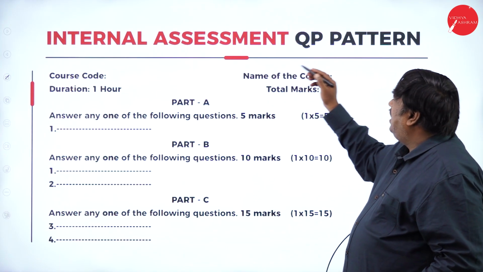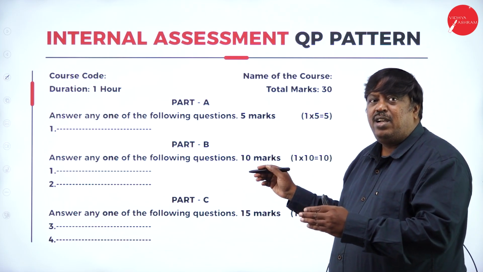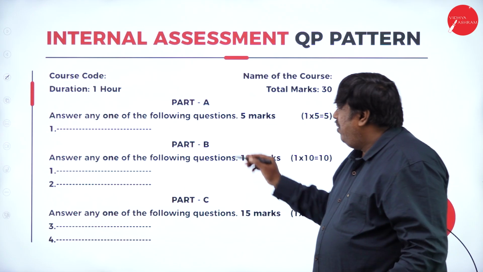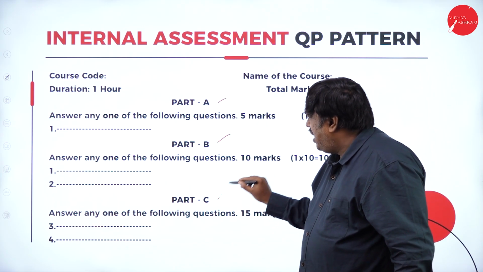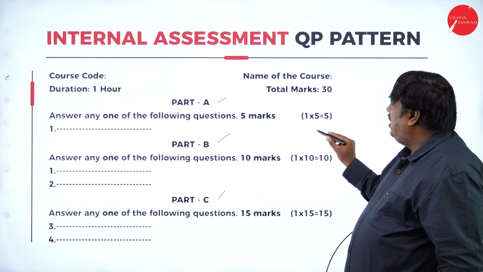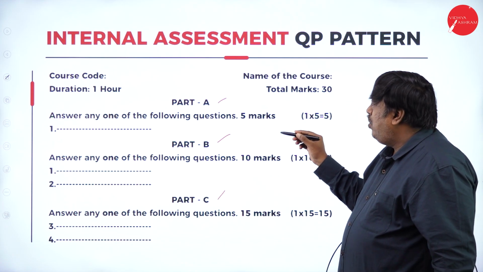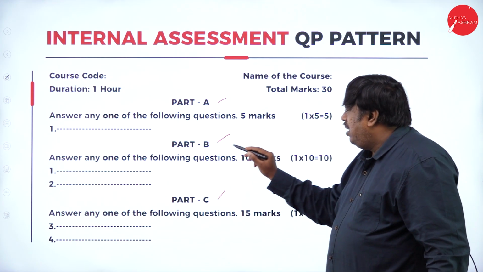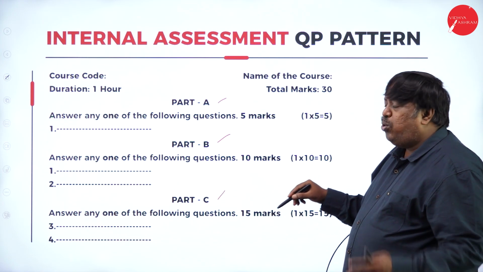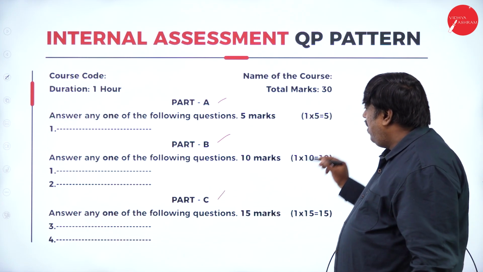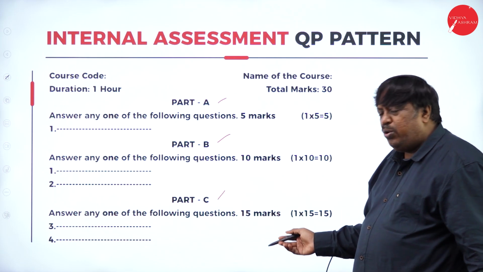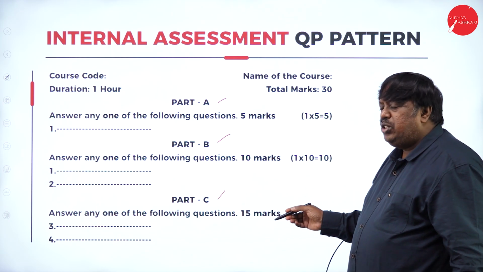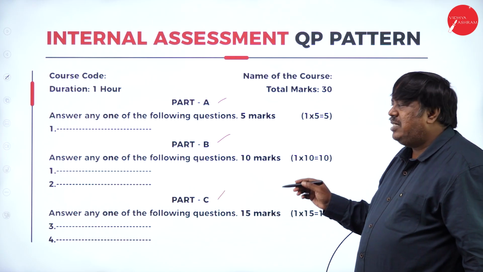Now, the internal assessment question paper pattern. In the internal test, we are going to have Part A, Part B and Part C. Part A is for 5 marks. Here we give 2 questions, and out of the 2 you have to write 1. In Part B, again we give 2 questions and you have to write any 1. And Part C again has 2, and you write any 1. It is compulsory for all students to write the internal assessment test.